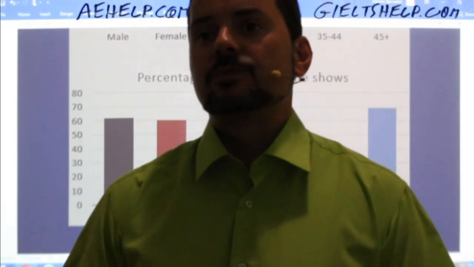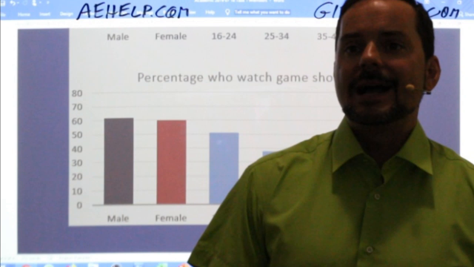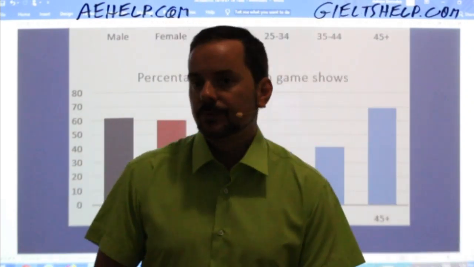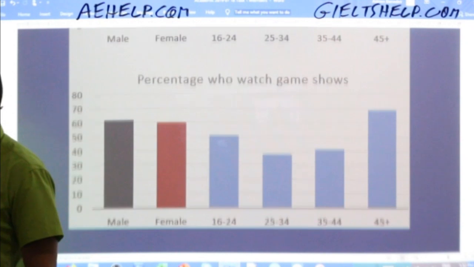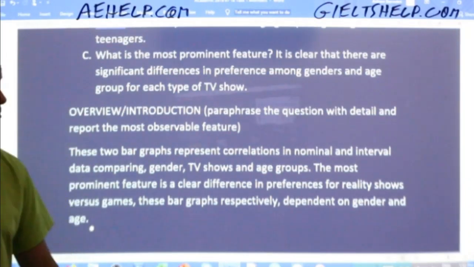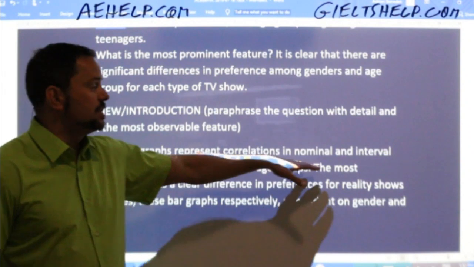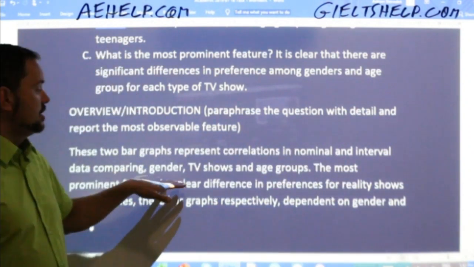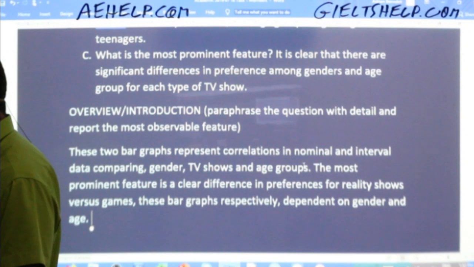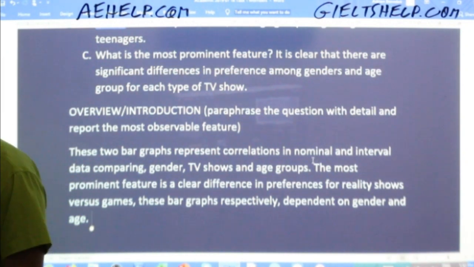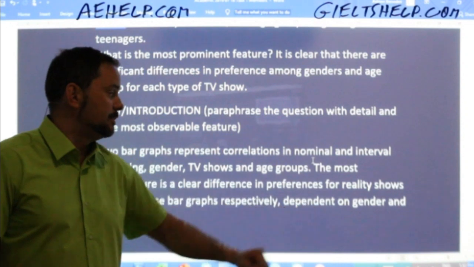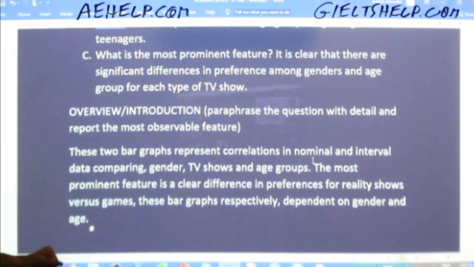Kisi says the 2 bar graphs represent the percentage of female and males who watch reality TV shows and game shows in 4 age groups. Very good, Kisi. That works. Okay. Excellent. Yeah, it's the percentage who watch these. Good. So here is mine, and I left that important piece out, right? So these two bar graphs represent correlations in nominal and interval data comparing gender, TV shows, and age groups. The most prominent feature is a clear difference in preference for reality shows versus games. These bar graphs, respectively, depend on gender and age. Okay?